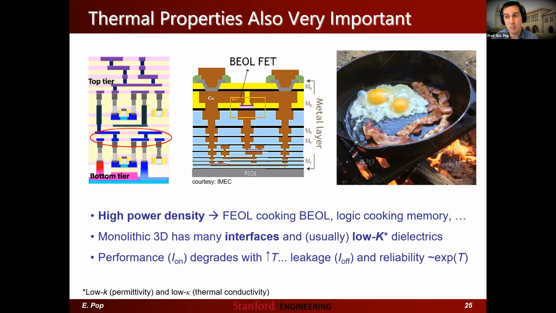And by low K, I mean both low thermal conductivity and low electrical permittivity, which you need for high speed components. And so, of course, we know that the current degrades when you have higher temperatures. The leakage and the reliability are also much worse when temperature goes up. In fact, they're exponential with temperature. And so the thermal properties of whatever materials go inside the 3D stack are super important.